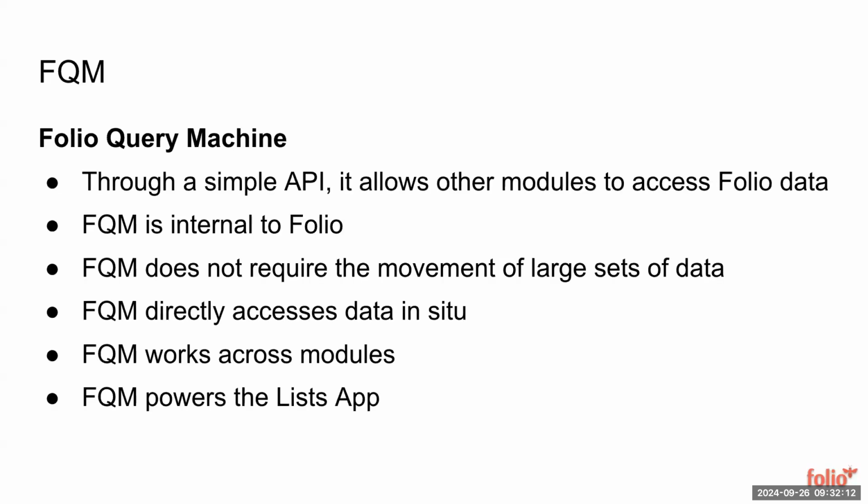A little background for those not familiar: FQM is the FOLIO query machine. It's basically driven through an API. It allows you to get at data from other modules within FOLIO. Its intention is primarily for operational reporting and maybe some additional efficiencies in cross-module data extraction. It doesn't require any export and movement of data into another system for reporting. It's all done within FOLIO. It works across the modules, and in case you weren't familiar, it does currently power the list app, which is basically a very dedicated version of FQM.